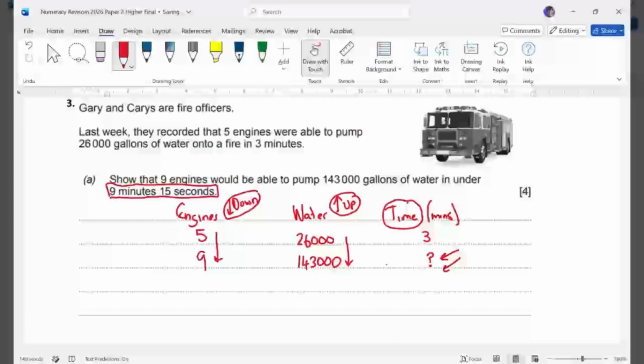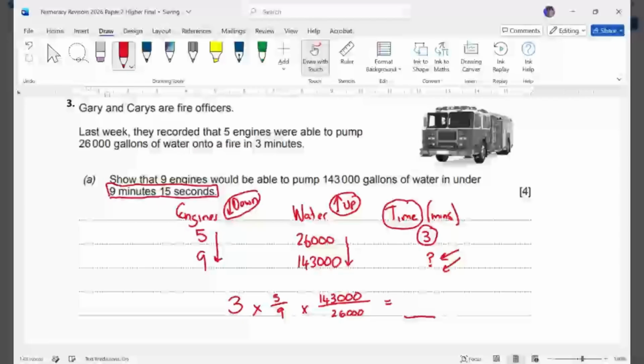So again, we start with a number, then we look at this. The effect of more engines is bringing the time down, so we'll put the littler number on top. The effect of more water takes the time up. So in this one, we better put the bigger number on top. Into your calculators we go.